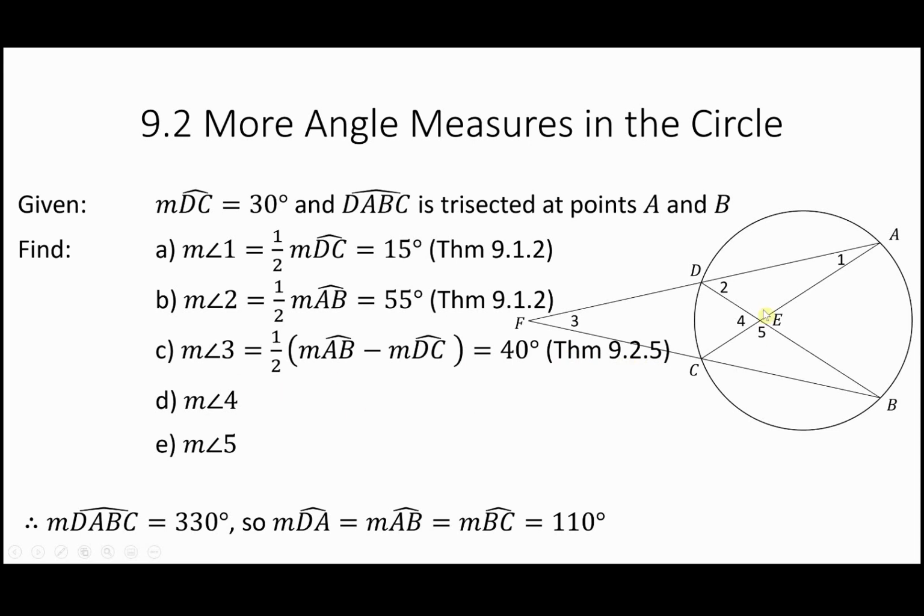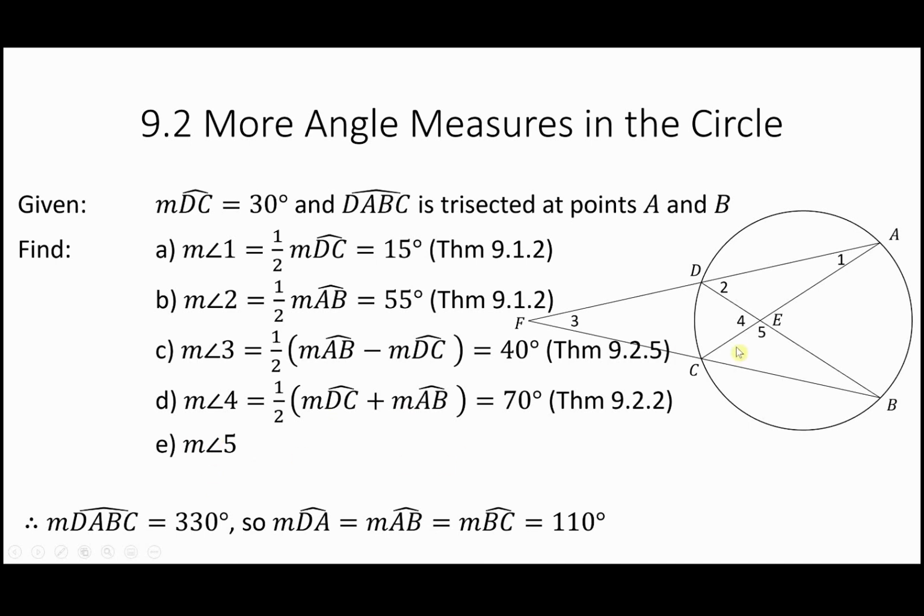Measure of angle 4. Angle 4 is an interior angle, so I have to take half of the sum of the intercepted arcs, being this 30 degree arc of DC and the 110 degree arc of AB. Taking the sum of them, 30 plus 110 would be 140. Half of 140 gives me the 70 here. So I am giving you the setup and referencing the theorem, but I'm not showing you all of the algebra, so we could certainly talk about that more in class if you like.